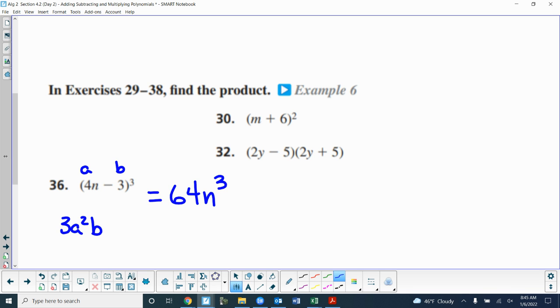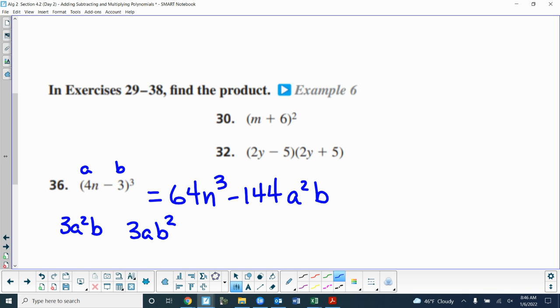All right. So when I square the a, 4n times 4n, I get 16n squared times the b, which is negative 3, is negative 48n squared, then times that 3. And negative 48 times 3 is negative 144. And then that a is squared and the b.